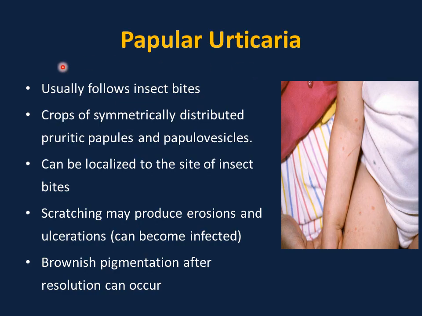Papular urticaria. Papular urticaria is associated with insect bites. After the insect bite, the child might develop crops of symmetrically distributed pruritic papules, and these papules may become vesicles or papulovesicles. Papules and vesicles together can be at the site of the bite or in many different sites. So you can have one bite on the arm and the rash appears all over the body.